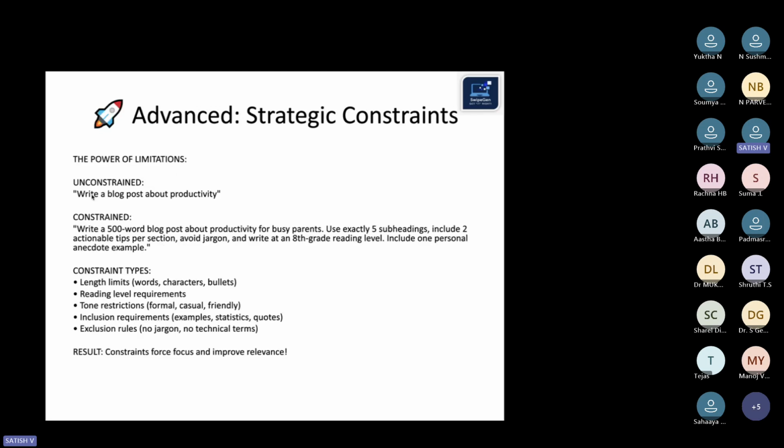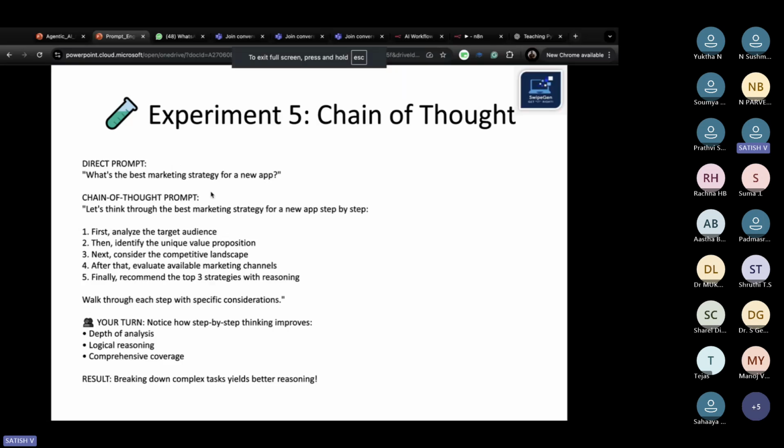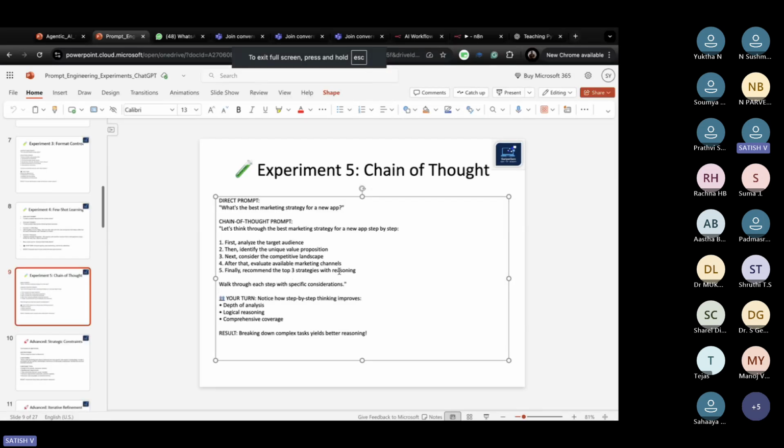You're telling it, first complete this, first analyze the target audience. Next, identify the unique value proposition. Next, consider the competitive landscape. Then in the fourth one, evaluate the available market channels. If you give your prompts like this, ChatGPT will be able to give you the answer in a better structured manner.